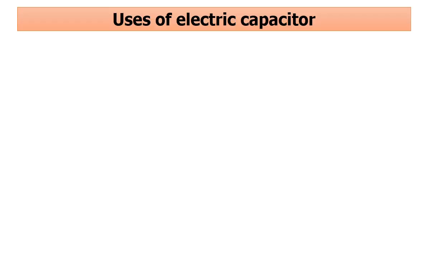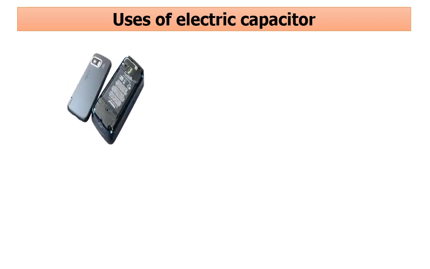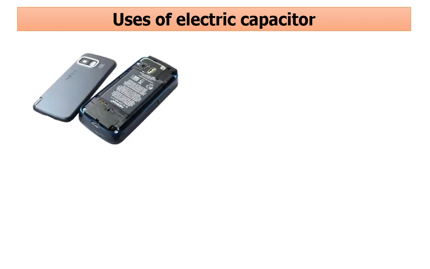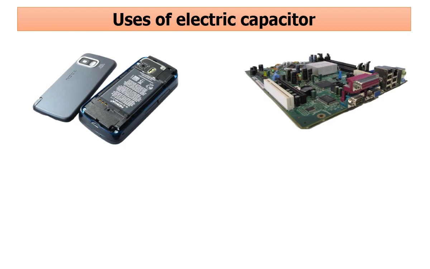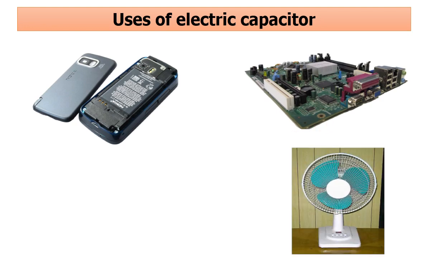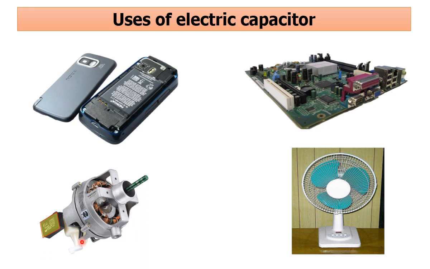Now the uses of electric capacitor. An electric capacitor is used in the mobile phone, it is used in the motherboard of a computer, it is used in the electric fan, and it is also used in the electric motor.